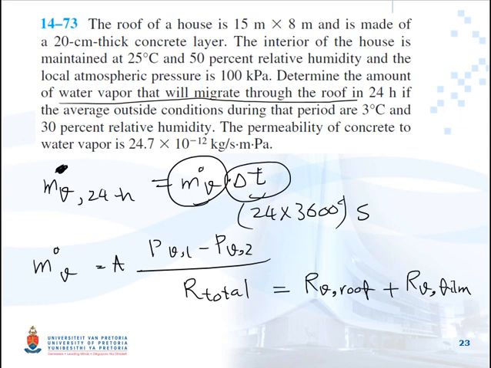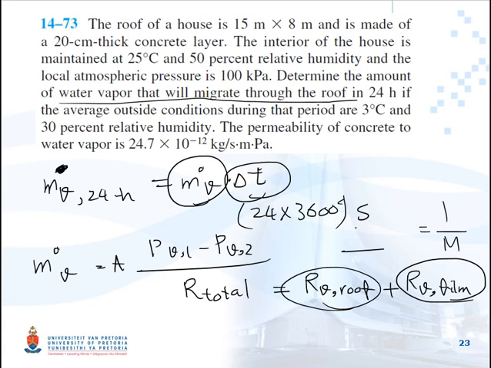Now for our film, we just said that it's 1 divided by permanence, and for our roof we said that it is L divided by permeability. It's permanence basically. So L divided by permeability plus 1 divided by permanence. Let's open another page and calculate these ones.